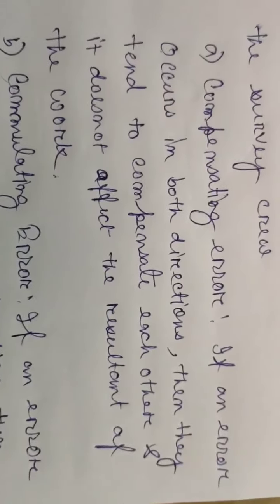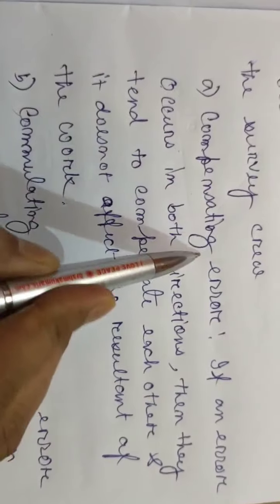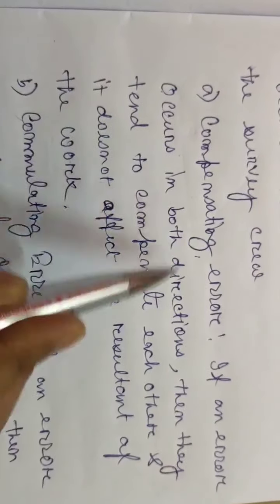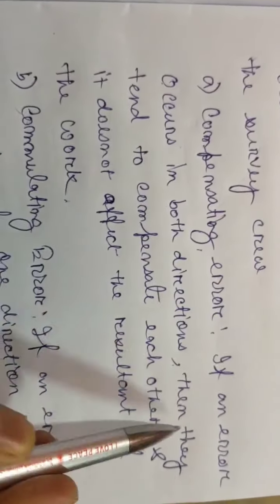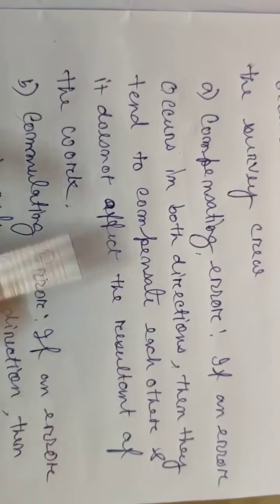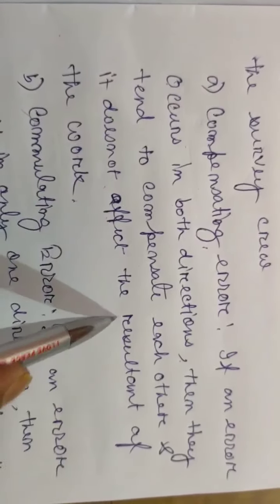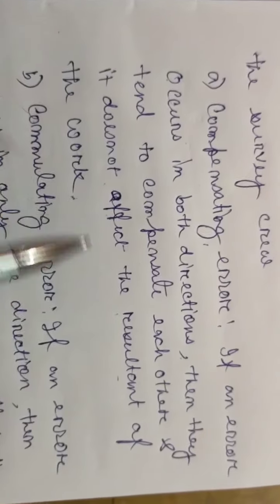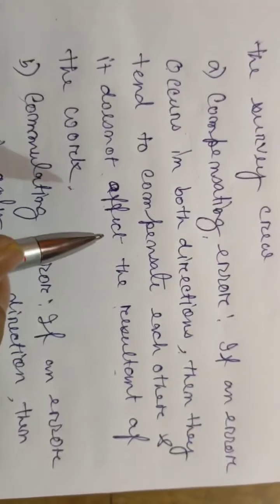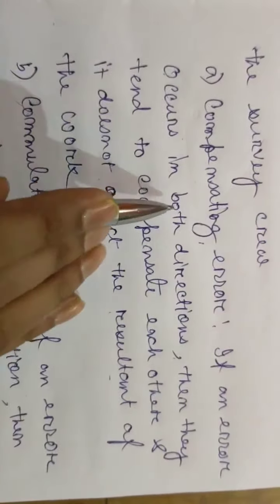They are basically of two types. Number one is compensating error. If an error occurs in both the directions, then they tend to compensate each other and it does not affect the resultant of the work. That means the final result of the work is not affected by this error.